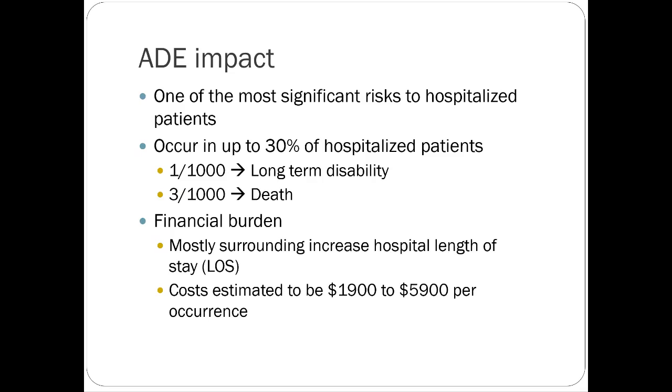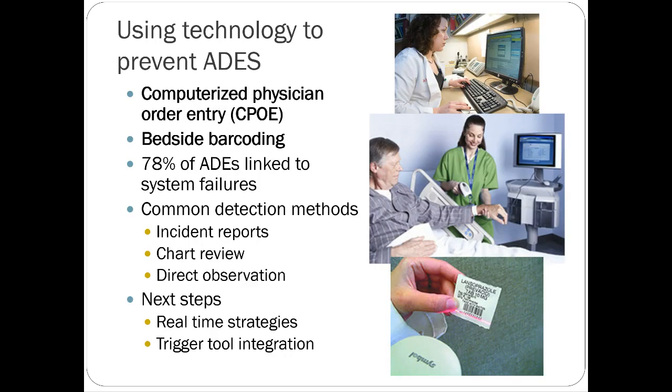The financial burden is significant. Usually these increase hospital length of stays. Every adverse drug event is estimated to cost $1,900 to $5,900 per event, depending on the literature source. So big economic challenge here. Anything we do to move that needle a little bit towards safety is not only going to be better for our patients, but it's going to save money too. So how do we do this?